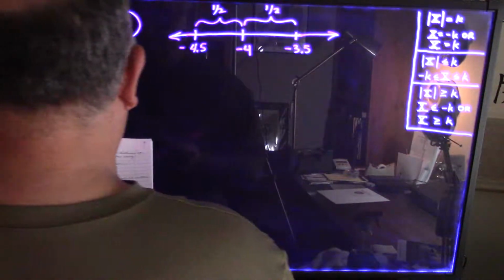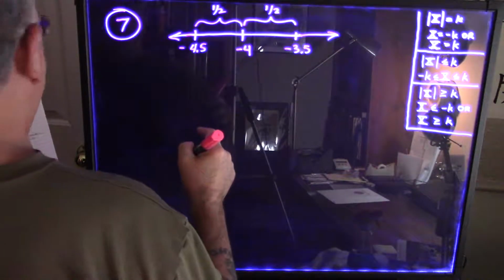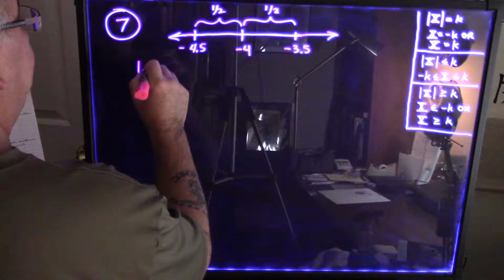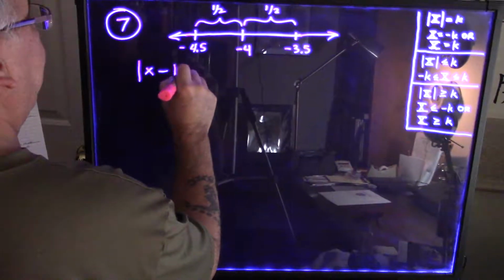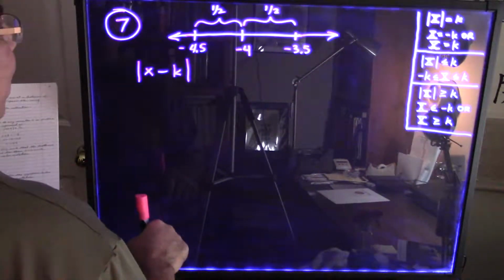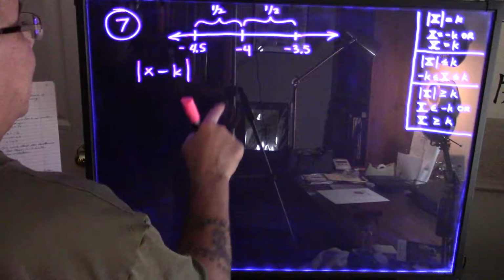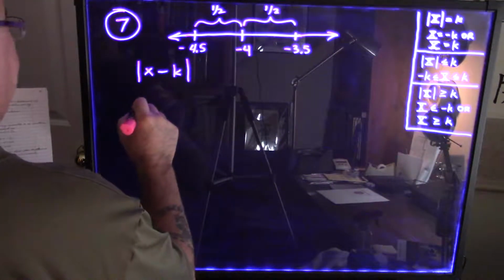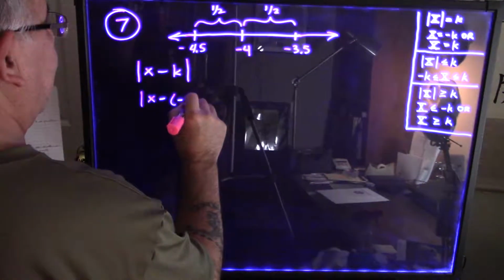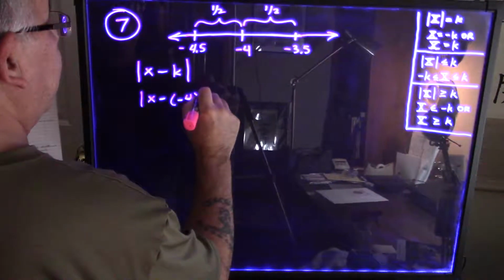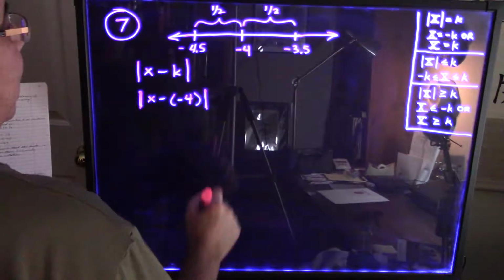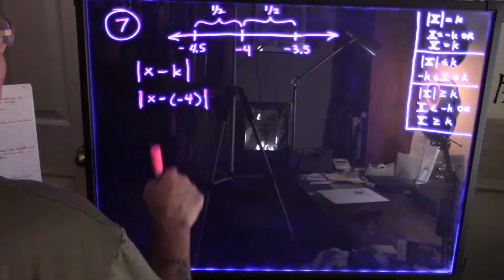Okay. So to represent the distance from x to any number k, you write it like this: absolute value of x minus k. That represents the distance from x to any number k. All right. So you would express this distance in absolute value bars as absolute value of x minus -4. All right. That's the distance from x to -4.